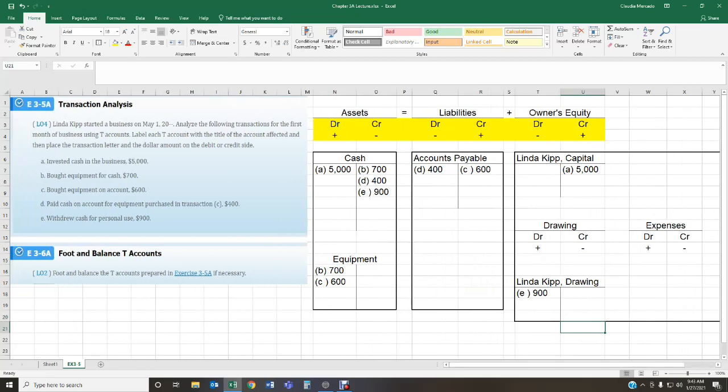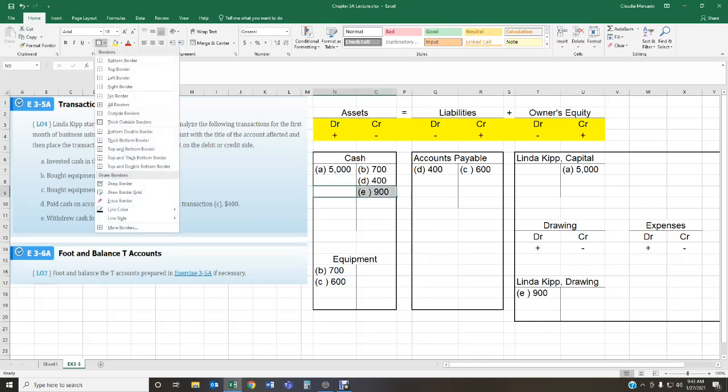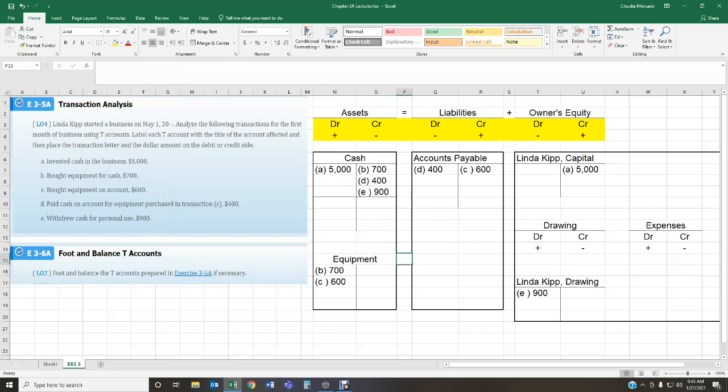Okay, so you go through each transaction. You need to make sure that you post the debit and the credit. Make sure that you analyze the transaction, understand what's going on, and understand what accounts are being affected. Now, exercise 3-6 says, foot and balance the T accounts. What does that mean? Well, that means that we have to balance our account. So, if there's more than one transaction, we have to foot our account. We need to figure out what the balance is.